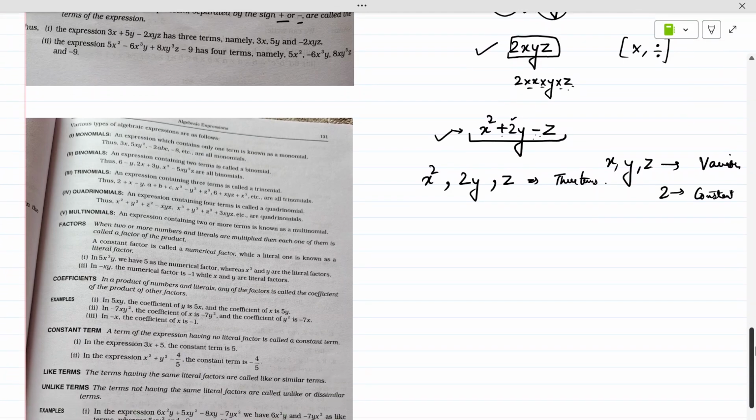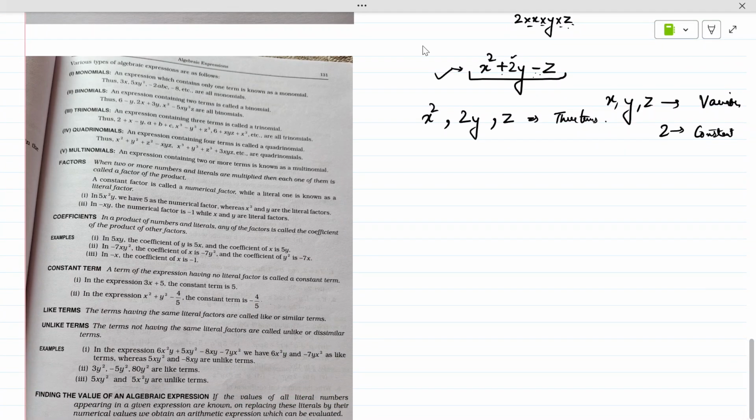Moving ahead in this, we have something called monomials. Then we have binomials. Next we have trinomials. Also we have quadrinomials.